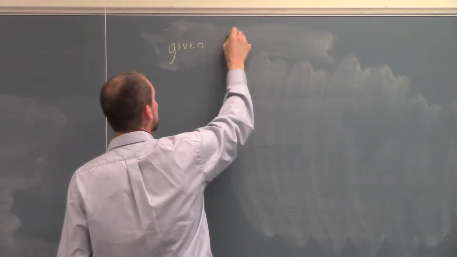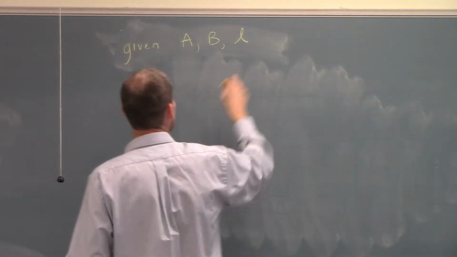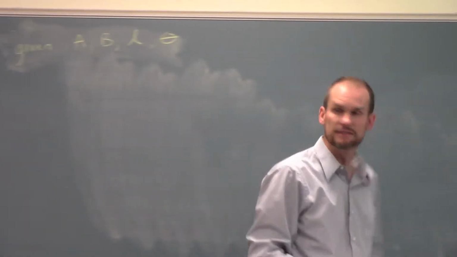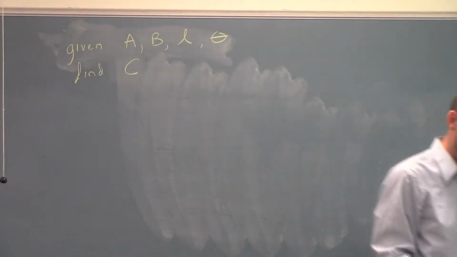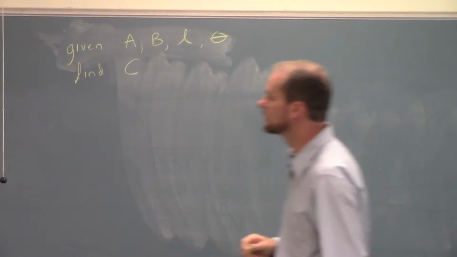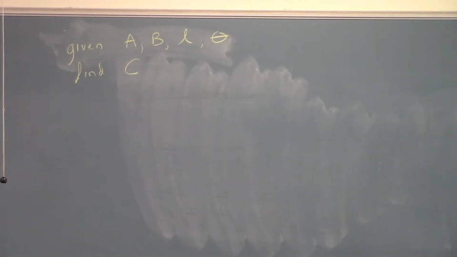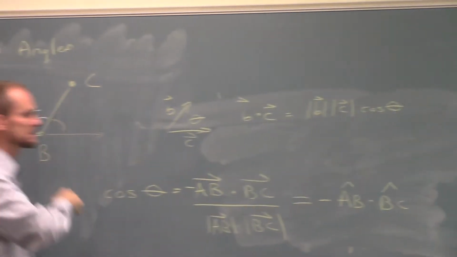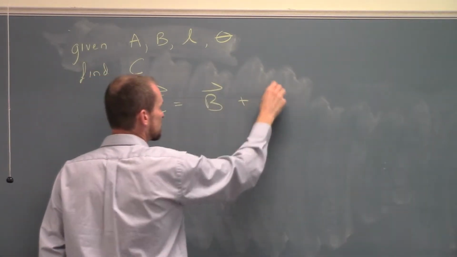We might be given the location of A and B, a length of a bond L to get to C, and a bond angle theta. And we want to find the coordinates of C. So how do we do that? Basically we did this before with just a bond length. If we just had a bond length here, we take B, we take this direction, and we add L times that direction. So C we can place at B plus length times, and now we need this direction.